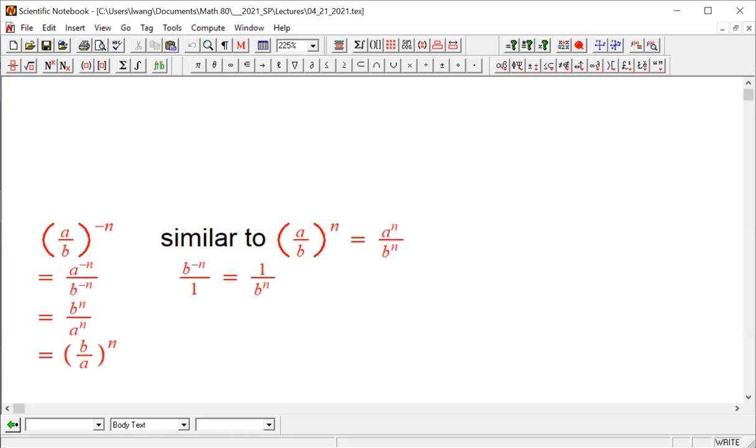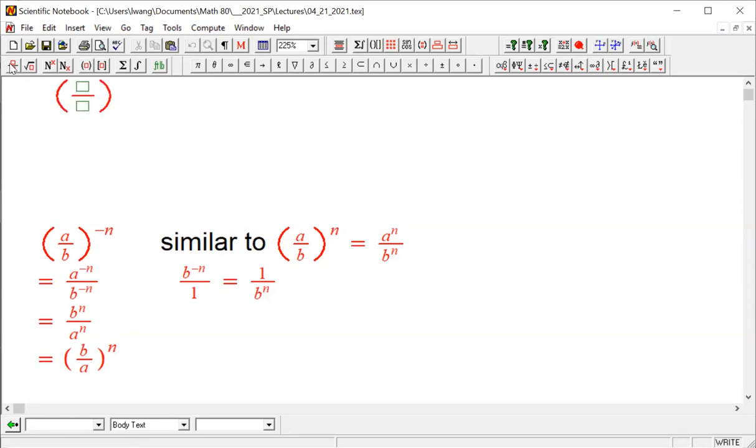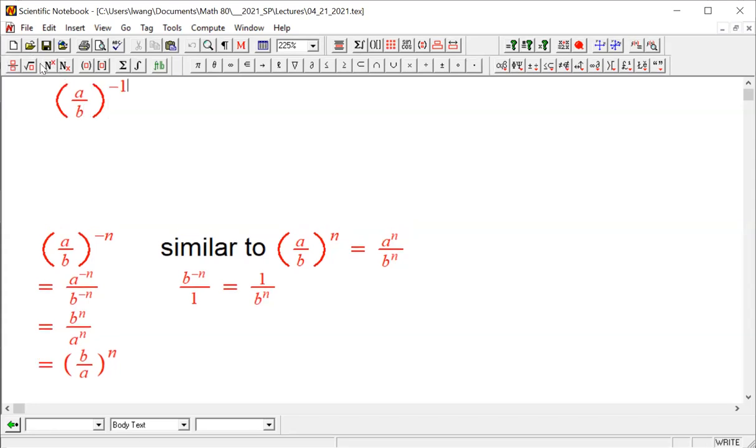Second from last. Okay, on column A. It's A over B to the power negative 1. Okay.